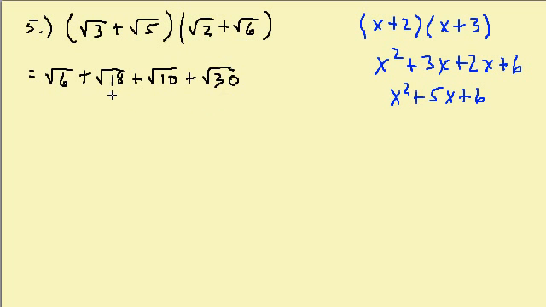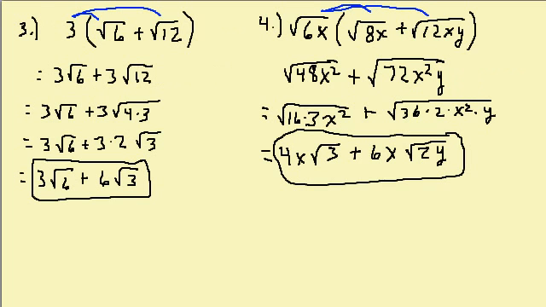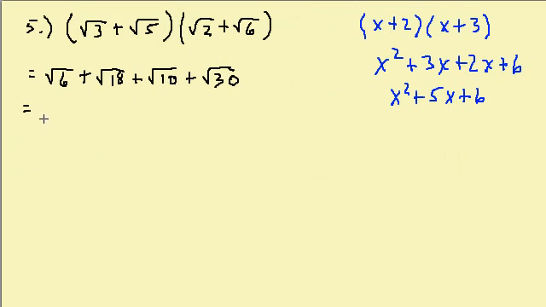Now, 18 has a perfect square in it, so we need to simplify the square root of 18. I'm not going to write out the steps like I did in these previous examples. I'm just going to go ahead and write the answer down. So this would be square root of 6 plus, and then the square root of 18 is 3 square roots of 2, plus square root of 10 plus square root of 30.